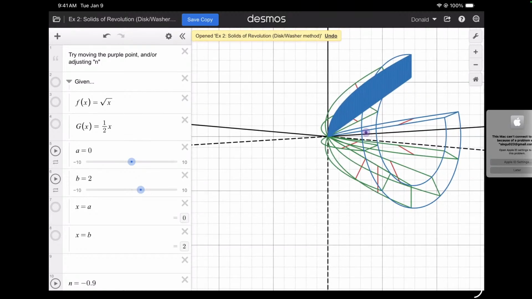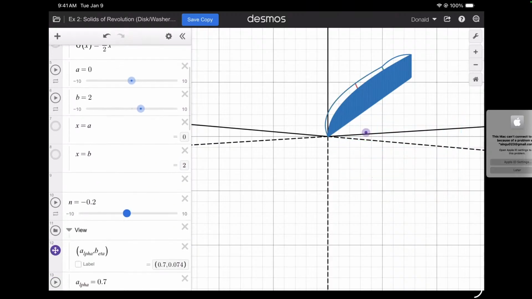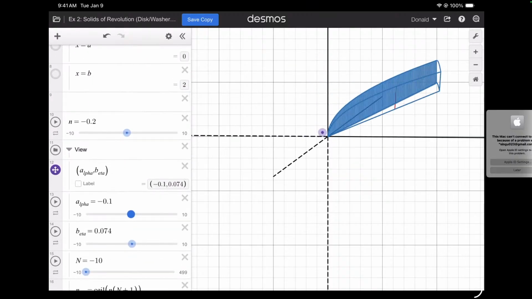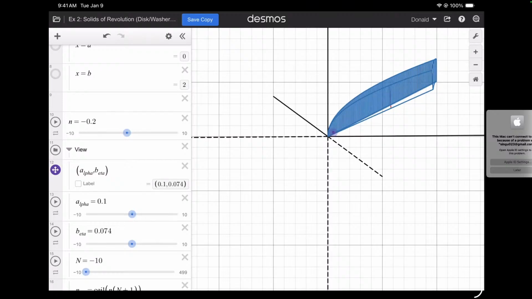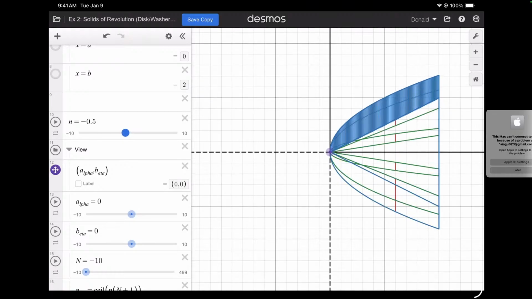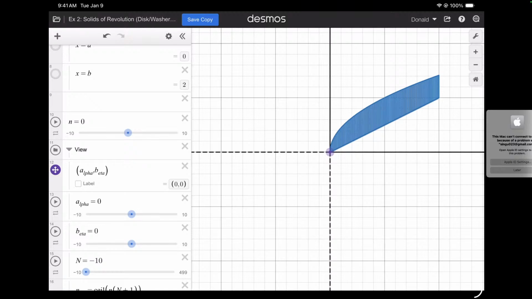So here we're going to have a different view. A is going to be right here. This is 0, and this is 0. So now we have a graph. This time I'm going to rotate around the x-axis. Still. Okay, can you visualize what this graph looks like rotating around the x-axis?